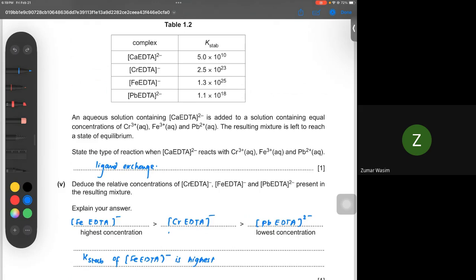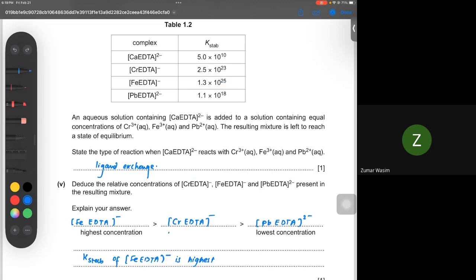And the lowest concentration, if you can see, what do you think? What is the lowest concentration? This, right? 1.1 exponent 18. So it would be the lowest concentration of Pb. And then we have chromium EDTA minus 1. Its concentration is in between. So the highest one, this, then this, and then this.